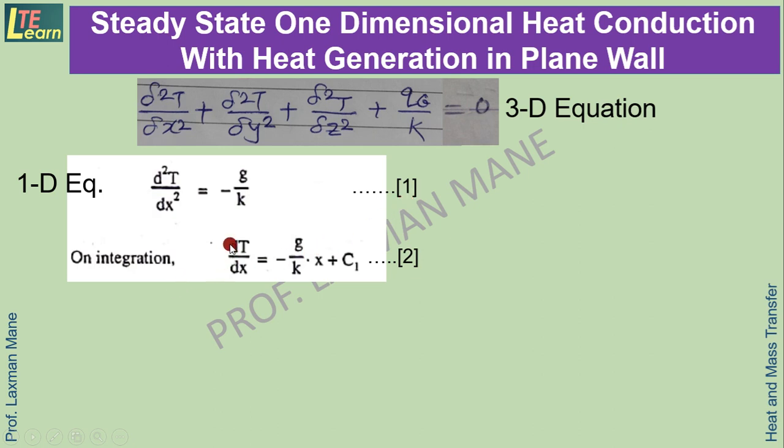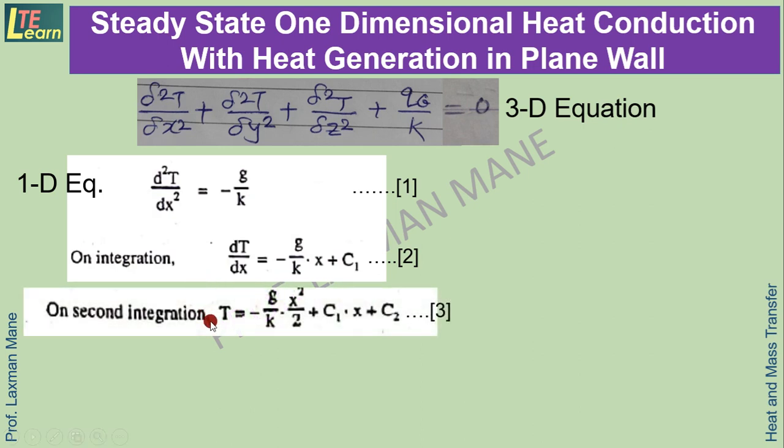On integration, the left side integration of ∂²T/∂x² is dT/dx, and the right side integration is -g/k into 1. Integration of 1 is x. This minus sign is as it is, plus c1, the constant of integration.